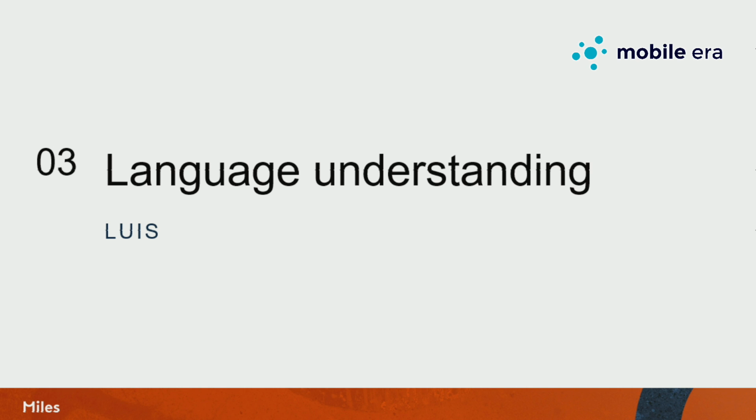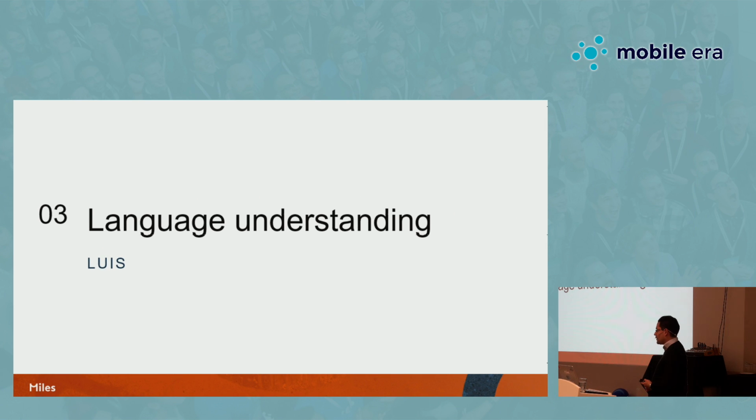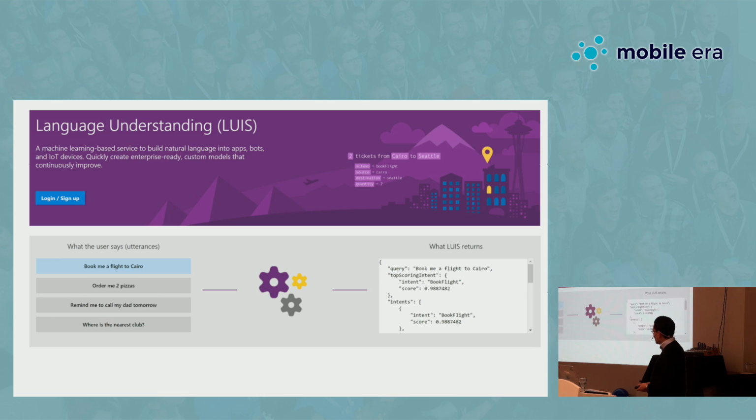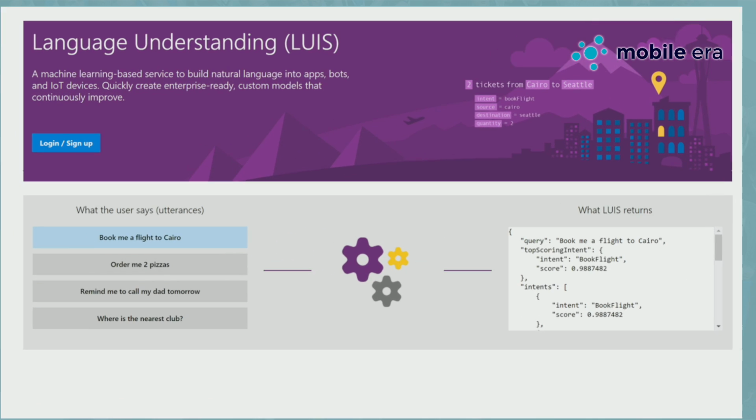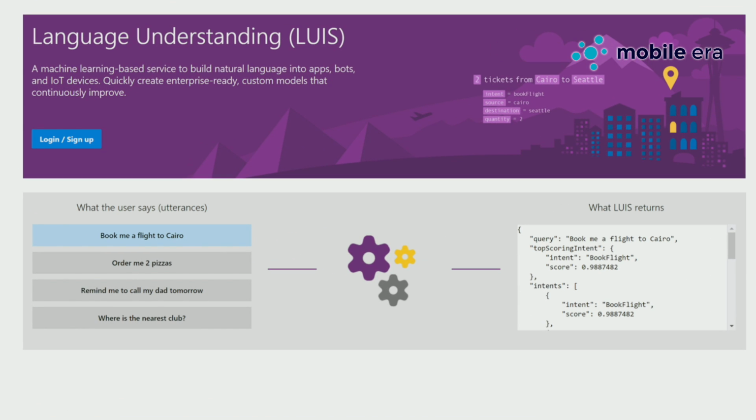Well, we need to make our chatbot be able to understand the language. And then there is a service called LUIS, which is the Language Understanding service. Here we're talking about intents. So for example, if a user is typing or saying, book me a flight to Cairo, then we need to be able to extract what is the intent of this sentence. So the intent is more or less what do we really want to do.